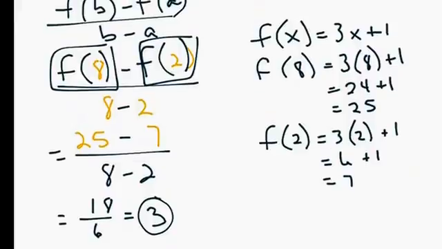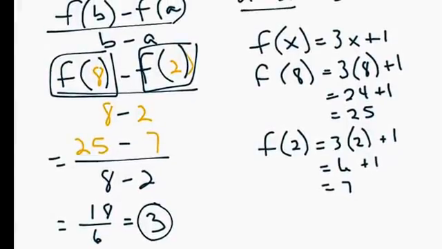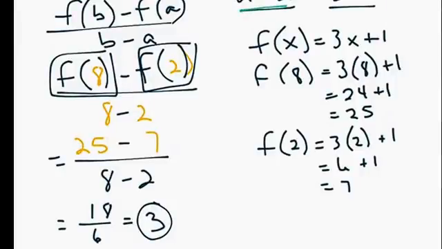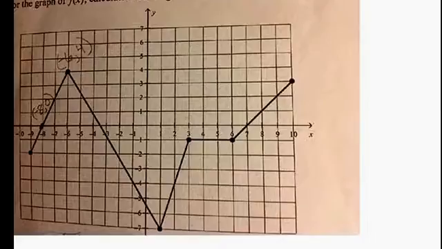So again, our process is the same. We labeled our x's as a and b. We substituted those into the notation. We came over here and found the values for f of 8 and f of 2, and we substituted them into our equation, and then we simplified. So that's the second type of problem that you're going to have on the assignment. Let's look at the last one, and we will be done.